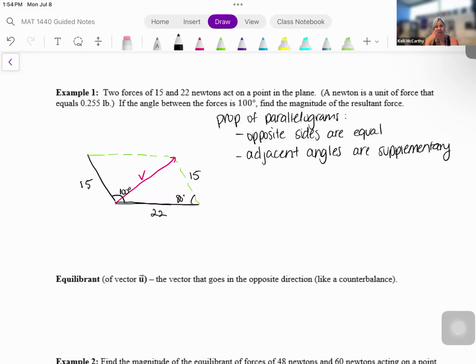We also know that opposite sides have the same length, so I can name the right side of this parallelogram with a length of 15. Our resultant divides our parallelogram into two triangles. We're going to look at that bottom triangle. We have side angle side, which gives us enough information to use the law of cosines to solve for our resultant.